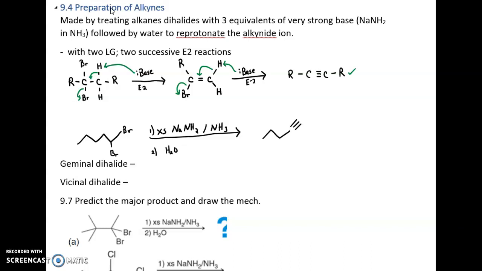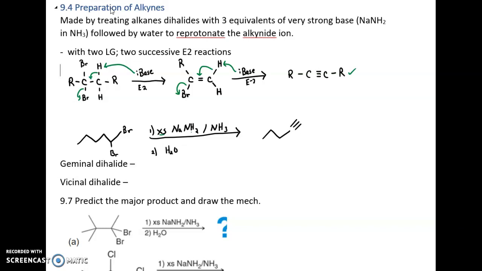This is the way you'll see it written. You'll start with your dihalide, excess sodium amide in liquid ammonia, followed by treatment with water, and that will give you your alkyne.